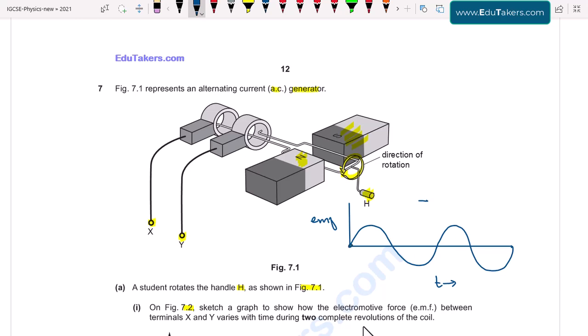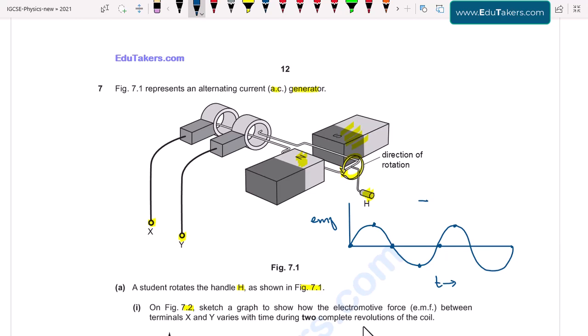From this we can see that at this point the EMF is maximum, and it also changes its direction and becomes maximum in the negative direction, then again becomes maximum in the positive direction, and it also becomes equal to 0 at this point. It means that all of these values of EMF depend upon the orientation, that is, in which direction we have placed the coil in the magnetic field.